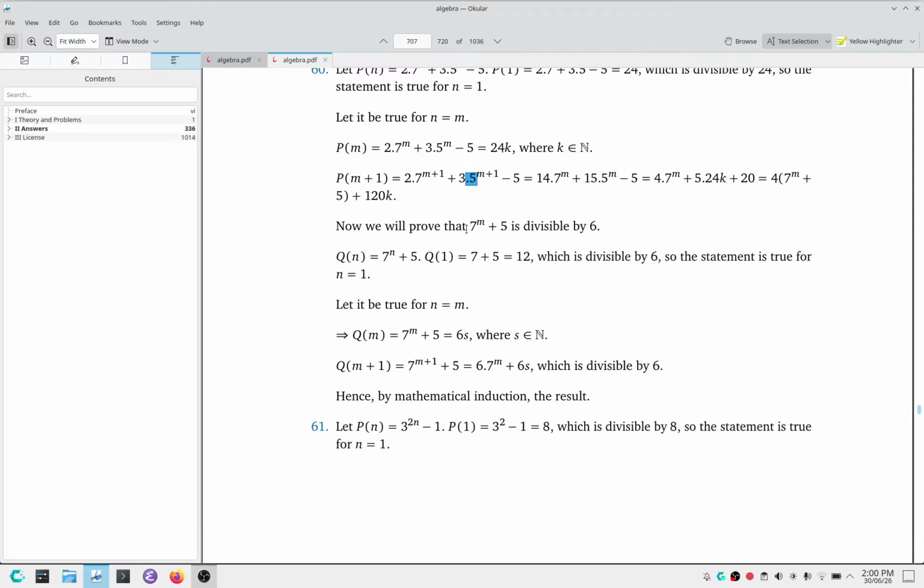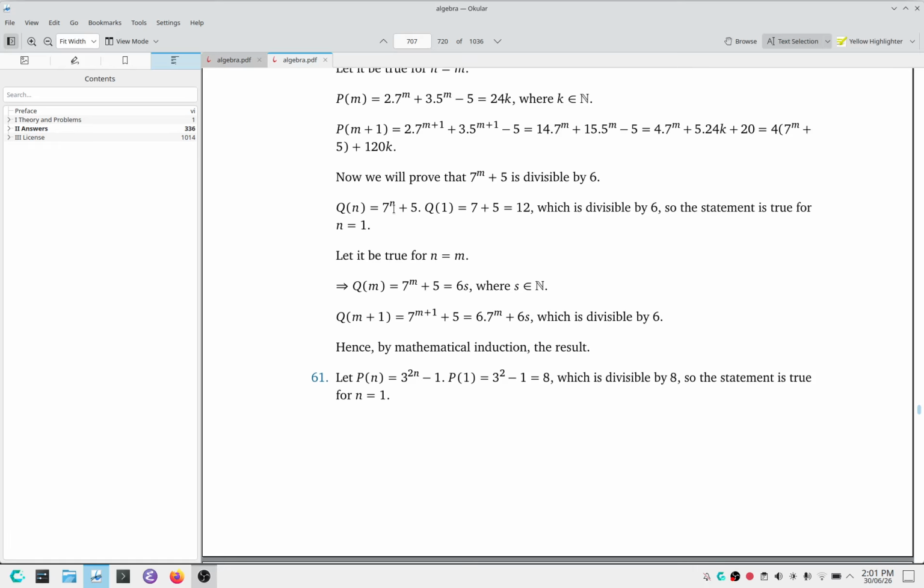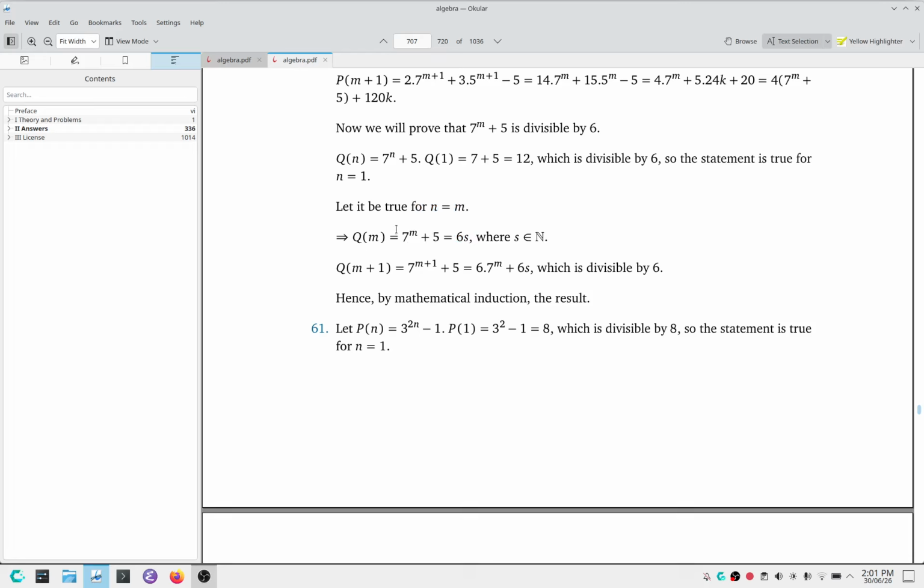Now we'll prove that 7 to the power m plus 5 is divisible by 6, so that 6 into 4 is 24. Now we let Q(n) equal 7 to the power n plus 5. Put n equal to 1, it is 12, so divisible by 6. We let it be true for n equal to m. 7 raised to the power m plus 5 is equal to 6s. Now we put n equal to m plus 1, we get 7 to the power m plus 1 plus 5, which is equal to 6 times 7 to the power m plus 6s, which is divisible by 6, and hence by induction we have proven the result.